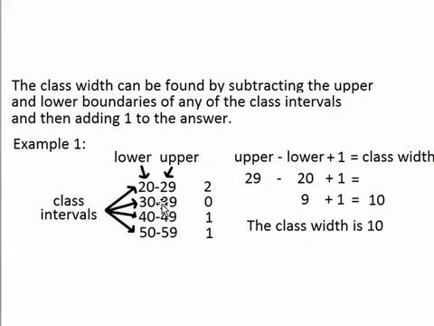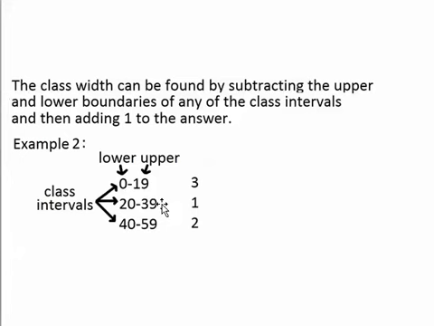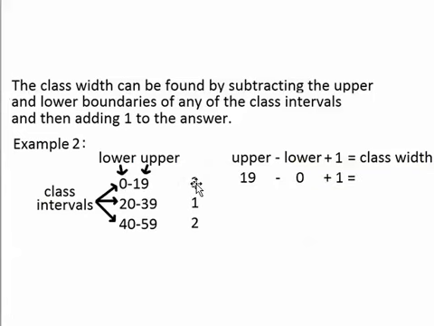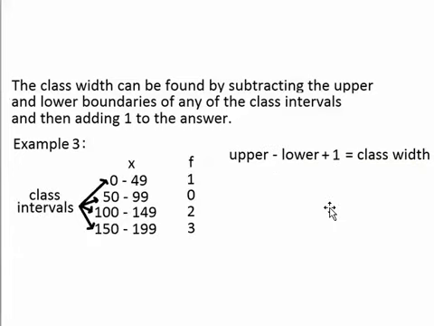What about in this example? Well, we can see already that there's 20 numbers in here, there's 20 numbers in here, and there's 20 numbers in here, so the class width will be 20. But if we want to use the formula, we would pick a class interval, maybe just the first one, and subtract the lower boundary from the upper boundary, and then add 1. 19 minus 0 is 19, and then 19 plus 1 is 20, and that's our class width. This one would have a class width of 50.